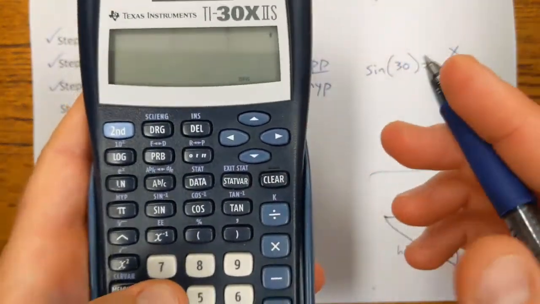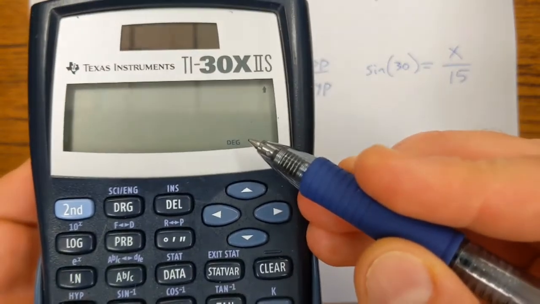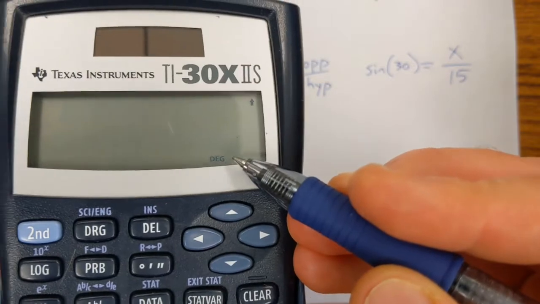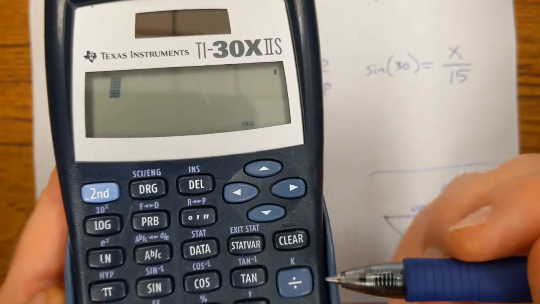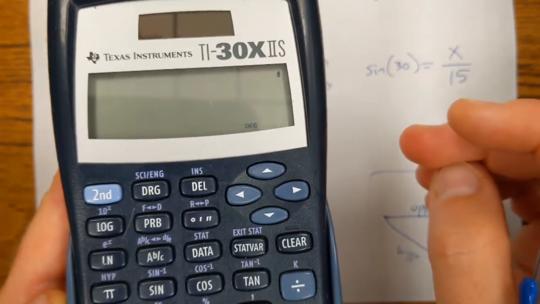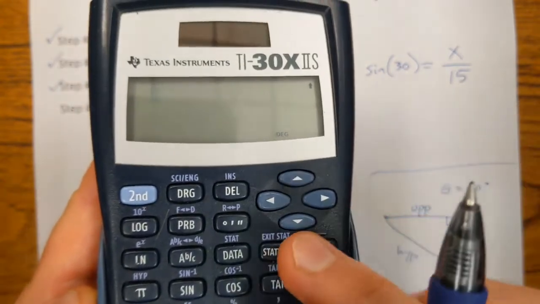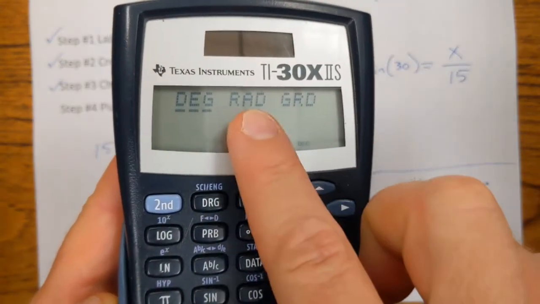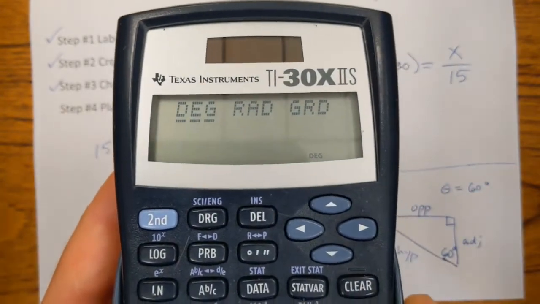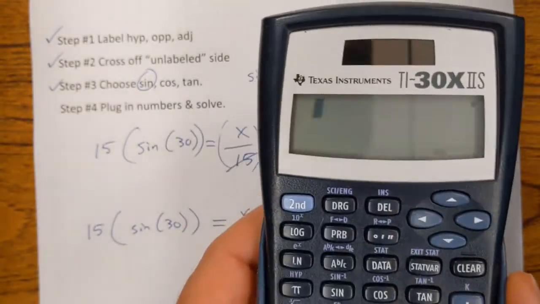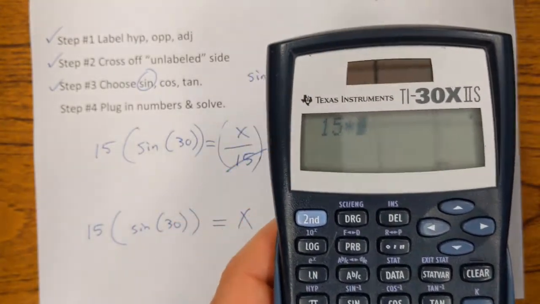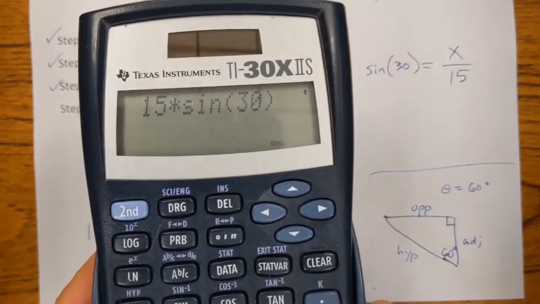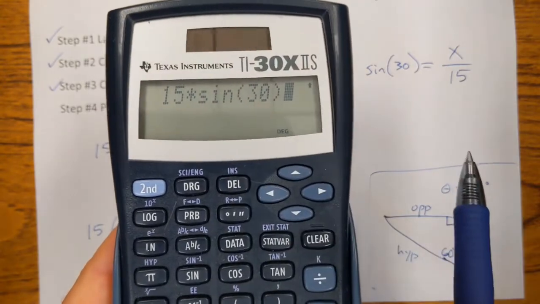Now, quick note, you do want to make sure your calculator is in what's called degree mode. With the majority of calculators, degree mode is the default. Although on your graphing calculators, TI-82, TI-83, TI-84, you might actually have to hit the mode button to switch from radians to degrees. But my calculator is in degree mode. So I type 15 times the sine of 30. The 30 degrees will go in parentheses here. Since I'm in degree mode, this will treat it as 30 degrees.